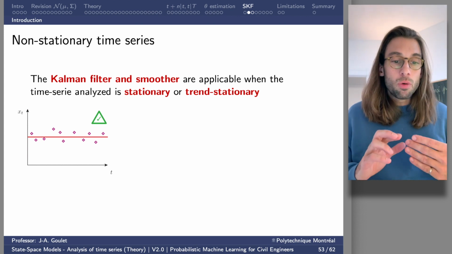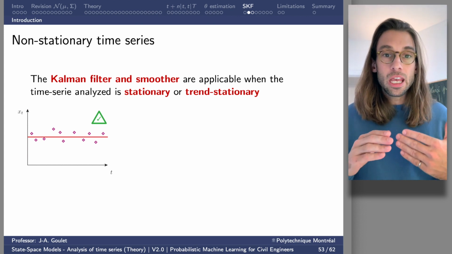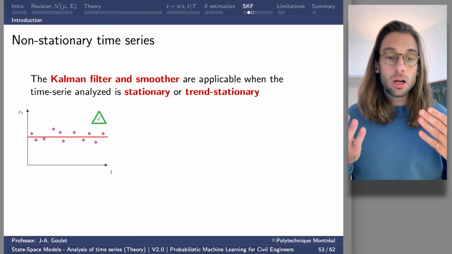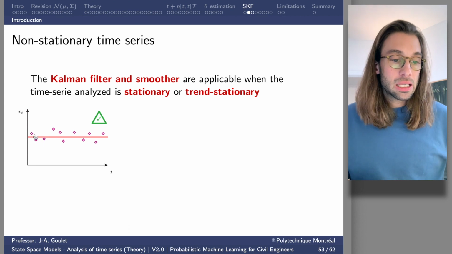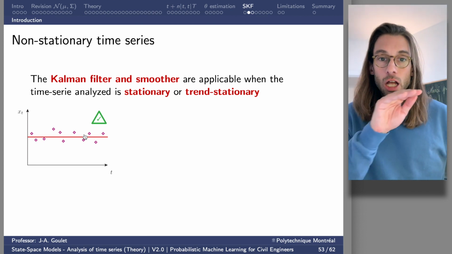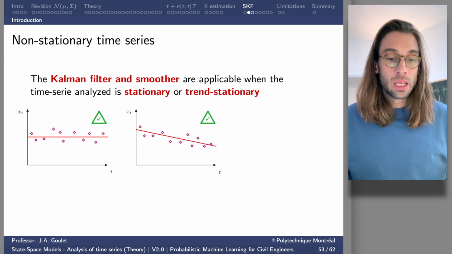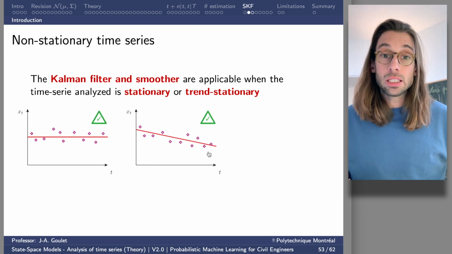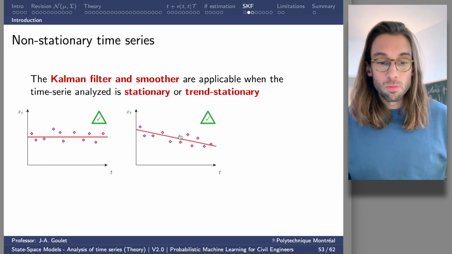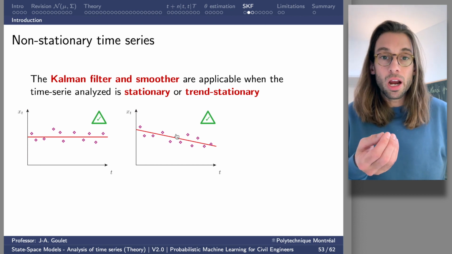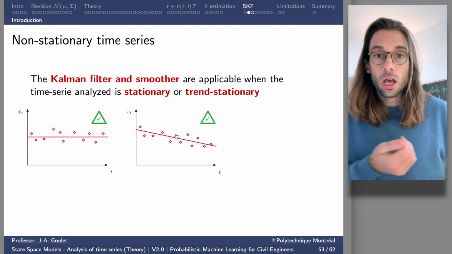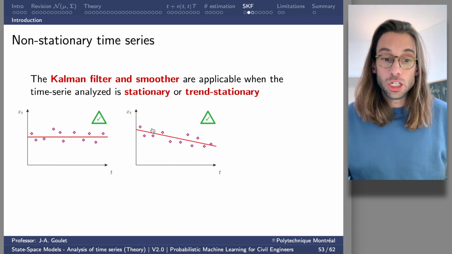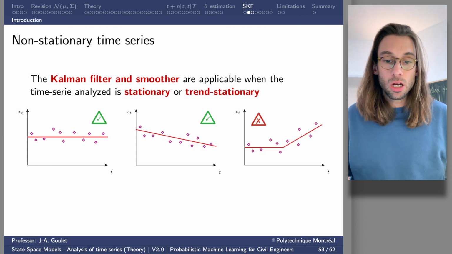So the key with Kalman filter and Kalman smoother is to analyze time series that are stationary or trans-stationary. Okay, what does it mean? In this case, the data is stationary. It's a constant speed or zero speed model. In this case, the data is trans-stationary. What does it mean? This model is also constant over time in the sense where the speed is constant over time. The condition is locally changing. So these can be named as stationary or trans-stationary.